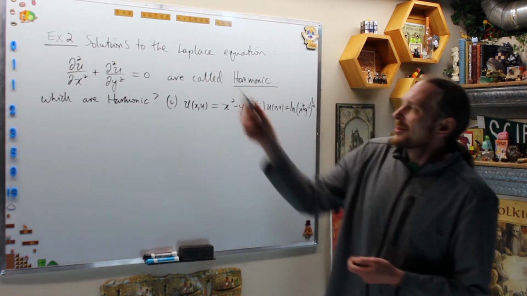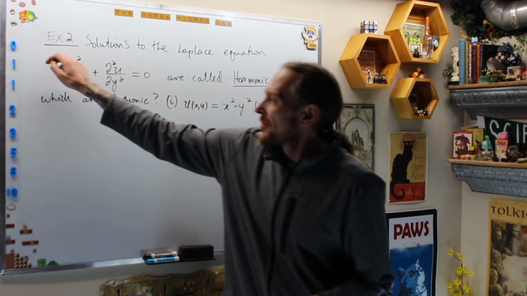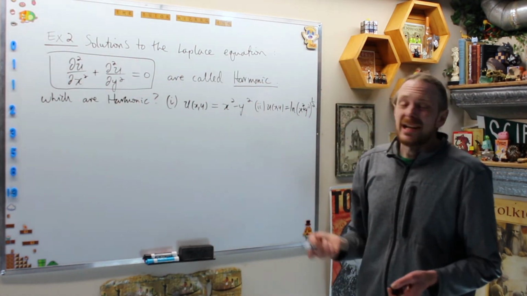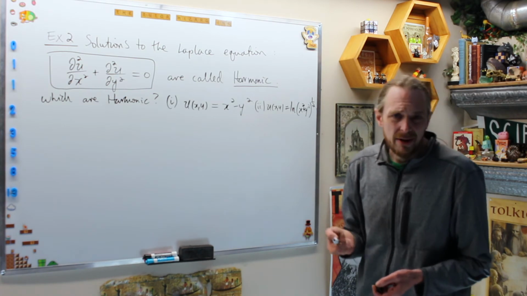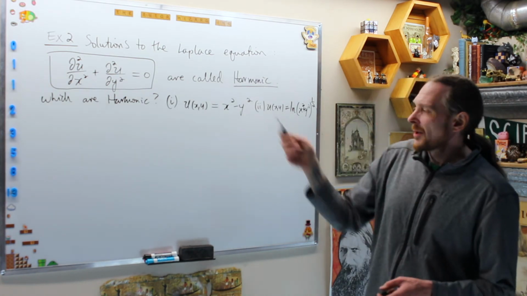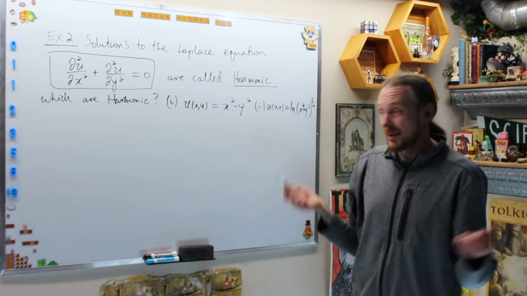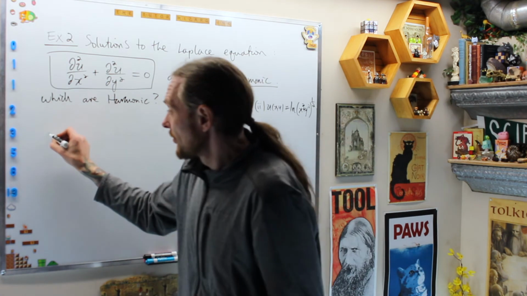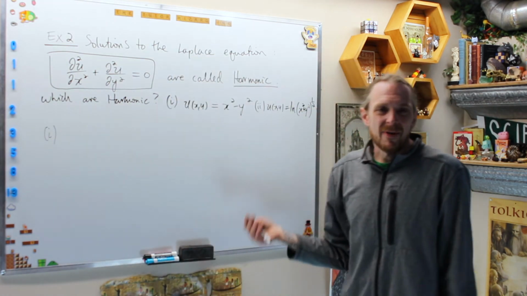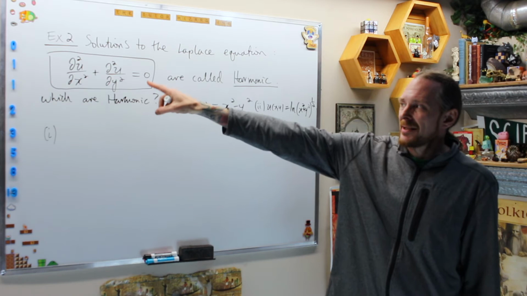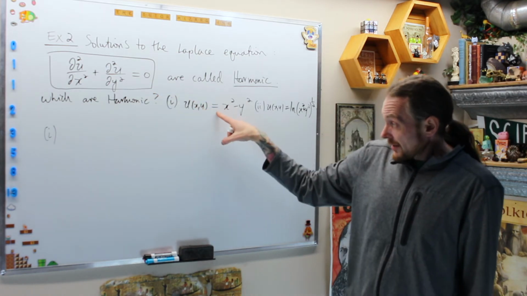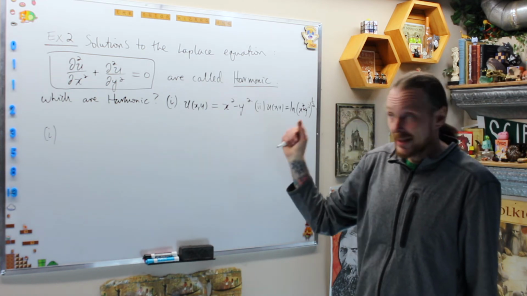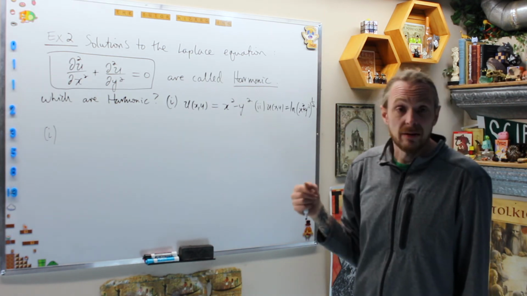Okay, example 2, solutions to the Laplace equation. The third form of a PDE essentially is this one called the Laplace equation, and classically solutions are called harmonic functions. And we want to know of these 2 functions, are they harmonic or not? They might both be, they might neither be, I don't know, one or the other. Let's check. 1. What do we have to show to ask if a function is harmonic? We need to know whether this is satisfied. So we're going to take the second partial derivative with respect to x and the second partial derivative with respect to y and see if, when we add them, we get 0.